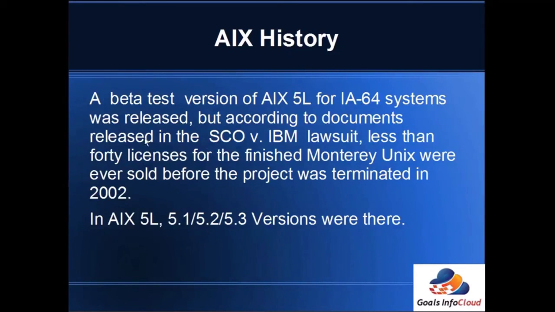Then a beta test version of AIX 5L for the IA64 systems was released, but according to the documents released in the SCO versus IBM lawsuit, fewer than 40 licenses for the finished Monterey Unix were ever sold before the project was terminated in 2002. In AIX 5L, they launched the 5.1, 5.2, 5.3 versions.